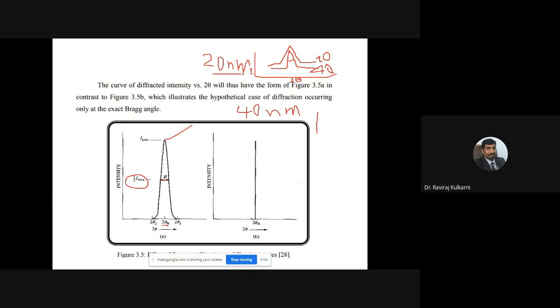Is that clear to you? A 20 nanometer crystal, smaller size, gives a broader peak. If the crystal size is smaller, you get a broader peak. If you have a larger crystal size, what do you get? Sharper peaks. Is that clear to you? So the B value decreases with increase in crystal size.